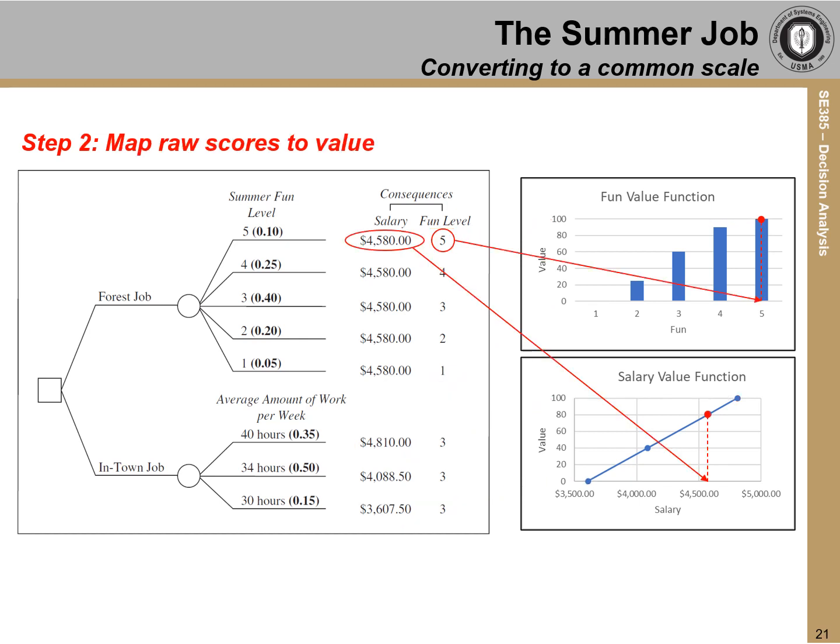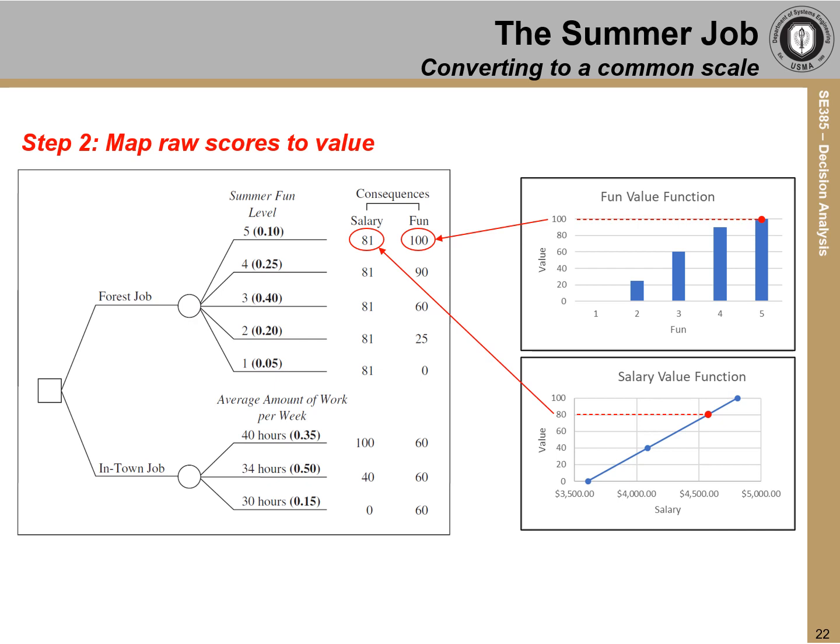Once you build your value function, you can simply map out your raw score to the value. So in this case, you can see that 4580 maps to about a value score of 80. A fund level of 5 maps to a value score of 100. So we can do that for every one of our alternatives and get a value of 0 to 100 for each of our different objectives. However, you will notice that we have two objectives, so we have to now do a weighted average of the two to be able to get one overall value score for that alternative.